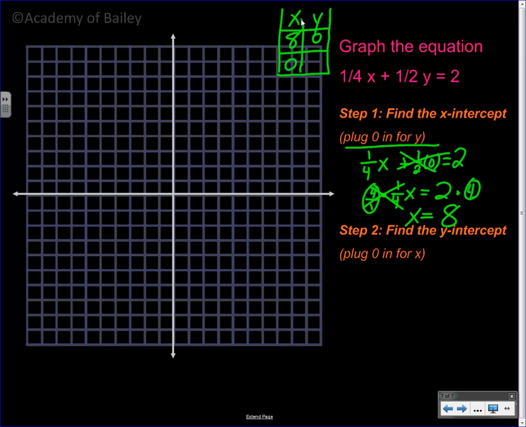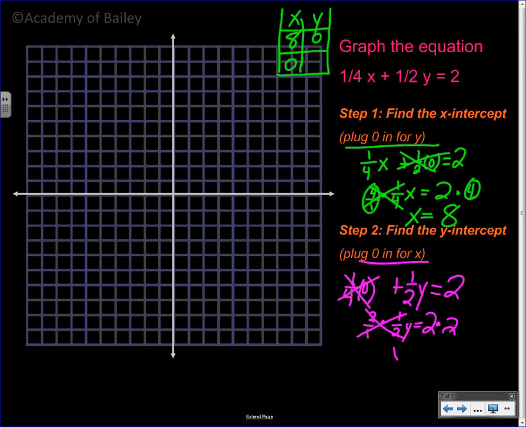Okay, and now let's find the y-intercept. It says plug 0 in for x. So 1/4 x plus 1/2 y is equal to 2. That crosses off, leaving us with 1/2 y is equal to 2, multiplied by the reciprocal. Y is equal to 4.